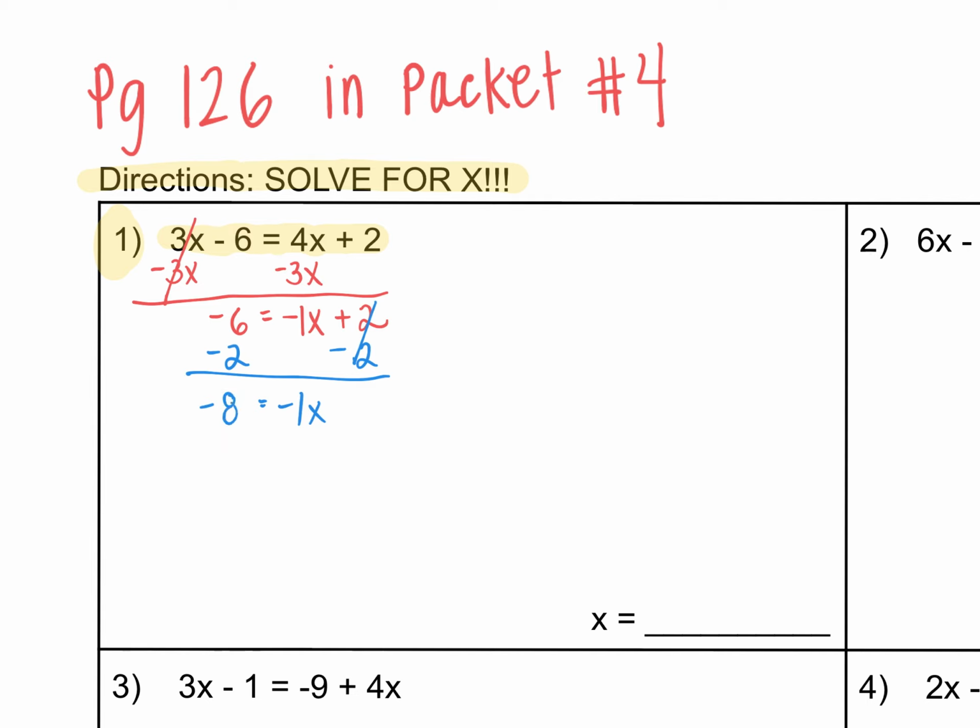At this point, there is only one more thing happening to x. It is multiplied by negative 1. So we are going to divide by negative 1 on both sides, and we have x on the right. Negative 8 divided by negative 1 is positive 8. Our solution is x equals 8.